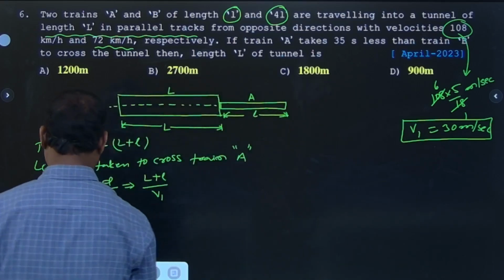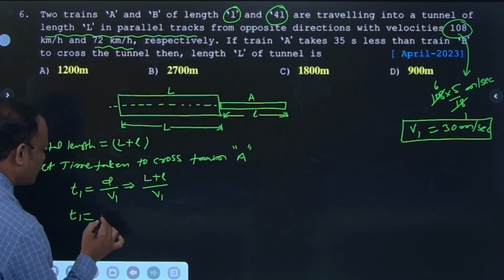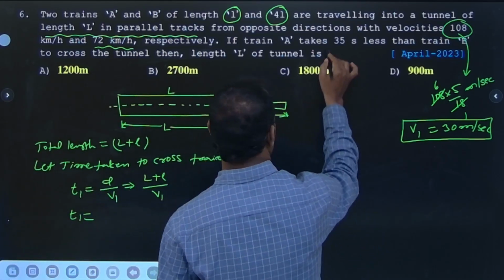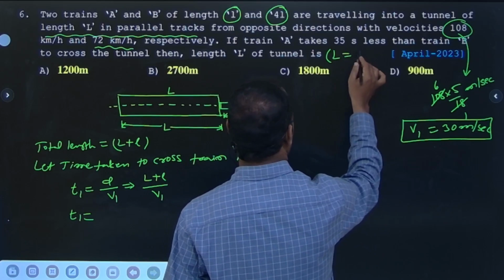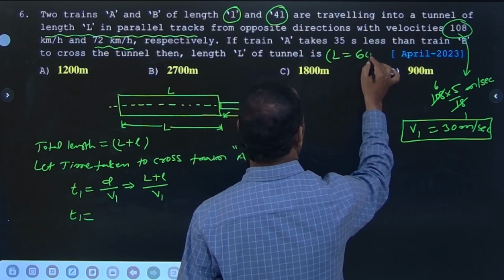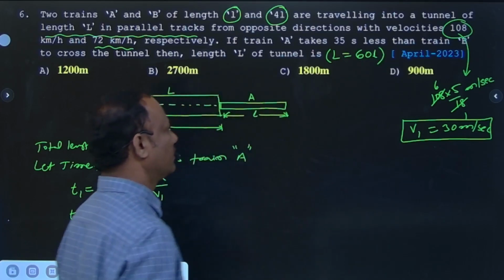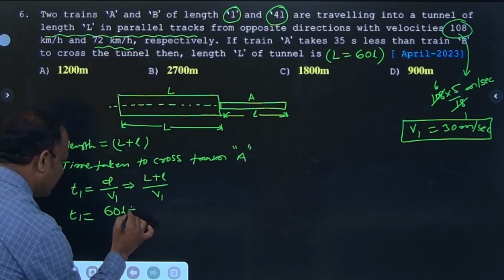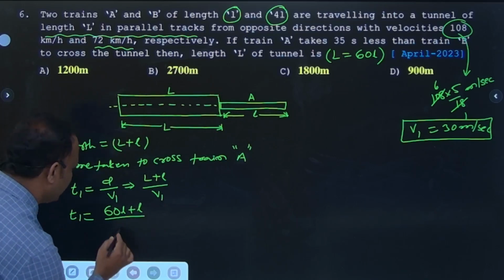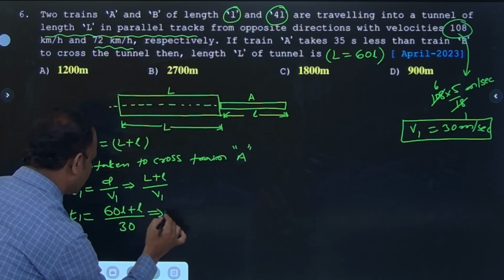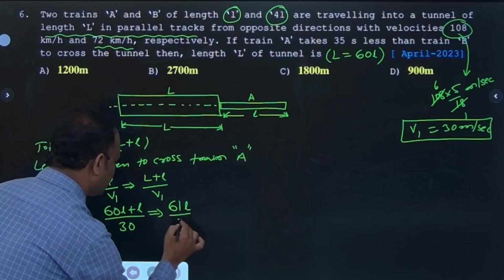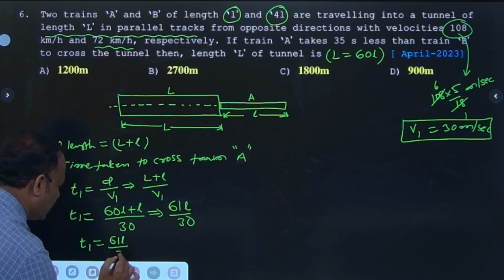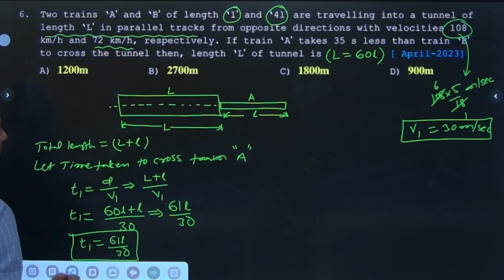So T1 equals (L plus l) by V1. Capital L is not mentioned directly, but it is given that L equals 60l. So T1 is (60l plus l) by V1, and V1 is 30. This becomes 61l by 30. T1 equals 61l by 30 is the time taken by the first train.